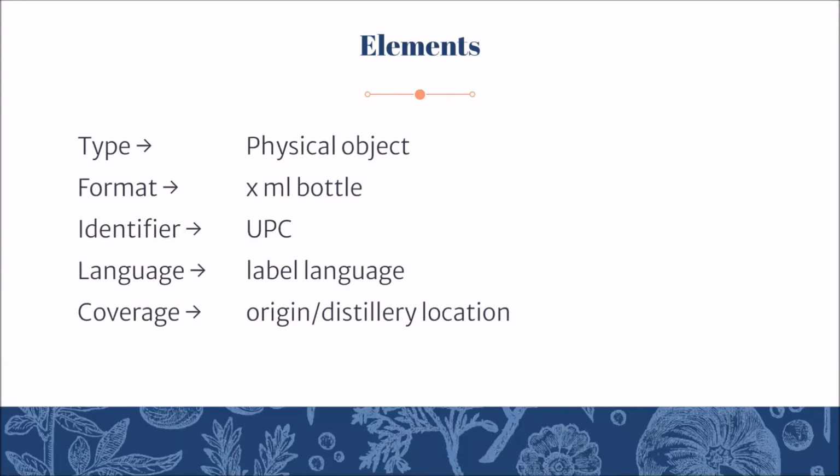The last few elements are fairly self-explanatory. I decided to use format to describe the volume of the bottles and coverage to describe the location of the distillery. This is a stretch beyond the DCMI intention for coverage, but since there's not much information content on a whiskey bottle, in most cases anyway, I thought the geographic coverage of the physical contents of the bottle would suffice.